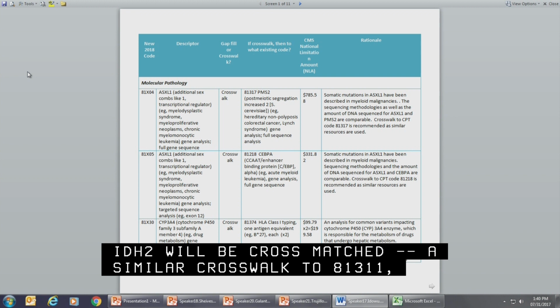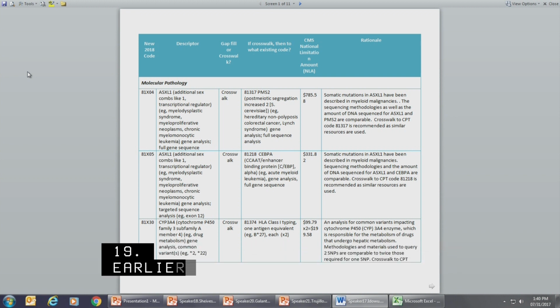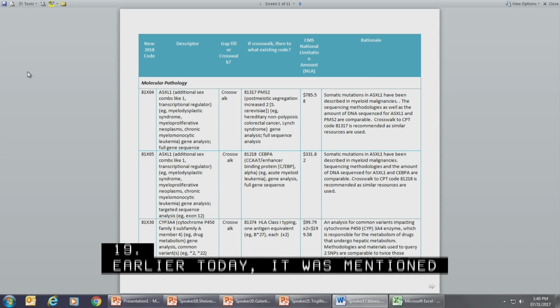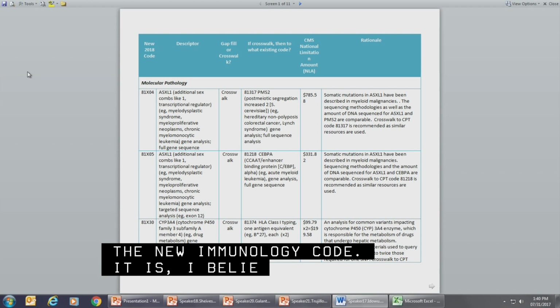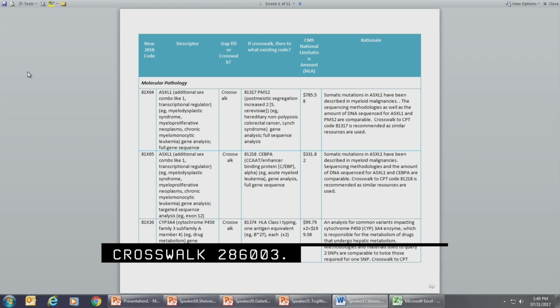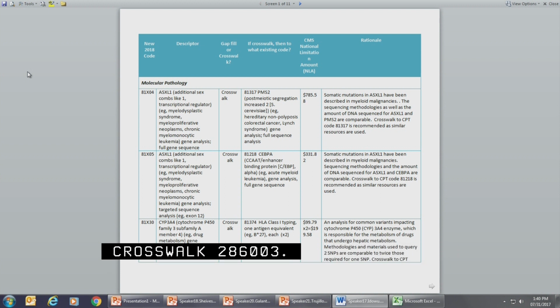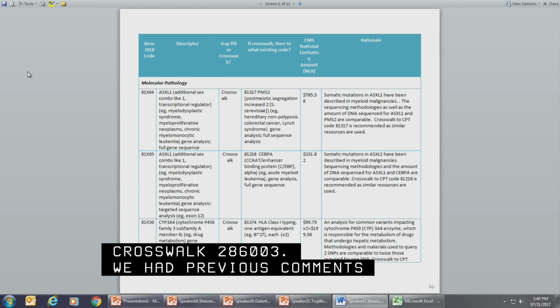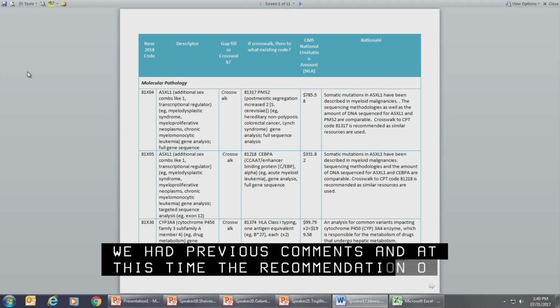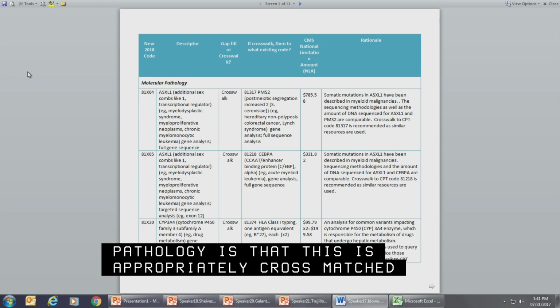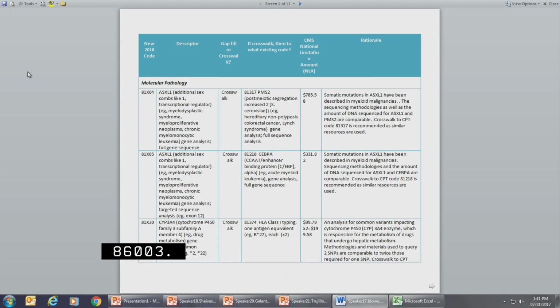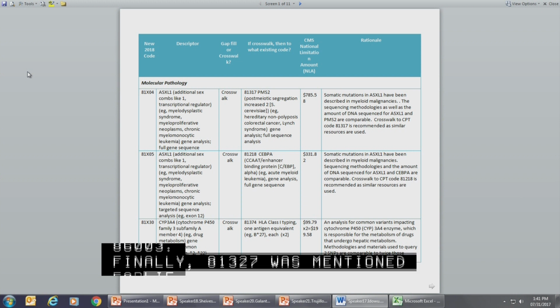Earlier today was mentioned the new immunology code, the IgE. I believe at this time that this could be appropriately crosswalked to 86003. We had the previous comments, but at this time, the recommendation of the College of American Pathologists is that this is appropriately crosswalked to 86003. And then lastly, 81327, the SEPT9 that was mentioned earlier on, we agree with the previous recommendation of crosswalking this to 81288.